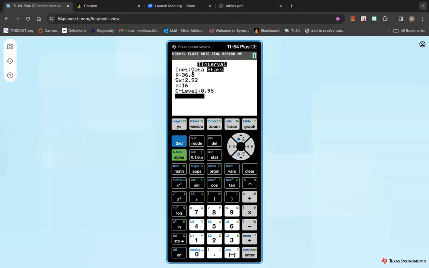So this is the data that you're given. You weren't given a list of all of the data values. You're just given the mean, the standard deviation, and you have the number of your sample. Hit enter. And once again, it will give you your interval here, which is exactly what we got. So depending on what you're given, it can calculate both of them for you. Any questions?